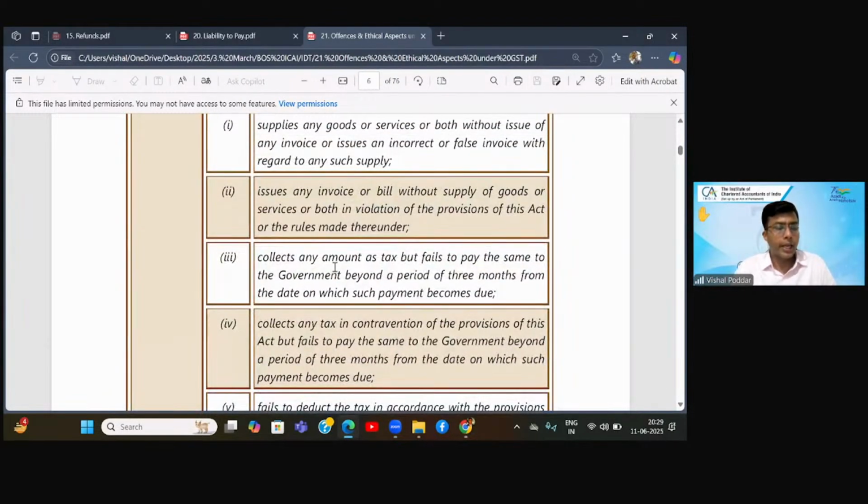Third, collect any amount as tax but fails to pay the same to the government. Again, understand this. So, you have collected some tax. Now, when you collect something by the name of tax, it is compulsory that you give it to the government. If you don't give it to the government, it means you are retaining the government's money, right? I hope this is clear. So, this is again a very severe crime, correct? Great.